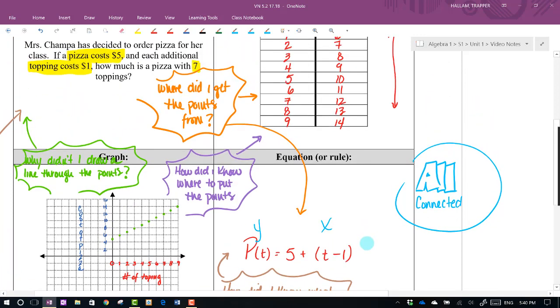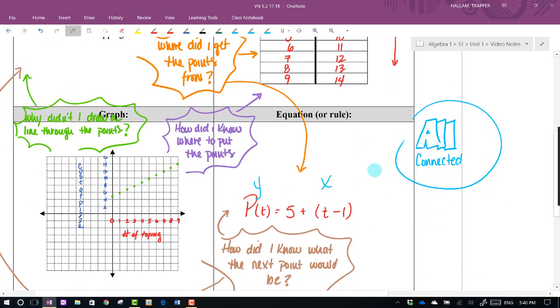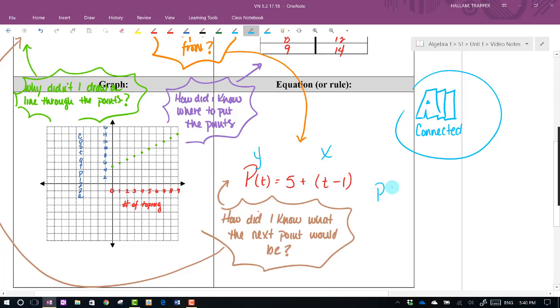So if we plugged in a value up here, like 1, we should get 6 out of it. So what would that look like? We would say the pizza cost per topping of 1 we know should be 6. Here's our rule, 5 plus t, which we said is 1, minus 1, which makes 0. So we get 5 plus 0, or $5. So the function rule creates the table.